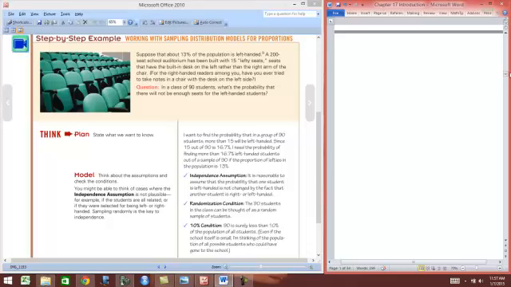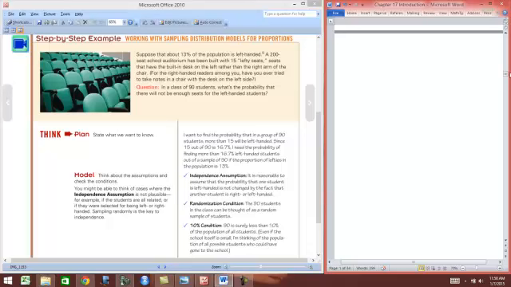Now, in a class of 90 students, out of those 200 seats, there's 15 that are for left-handed students. So we got 90 kids. What's the probability there will not be enough seats for the left-handed students?